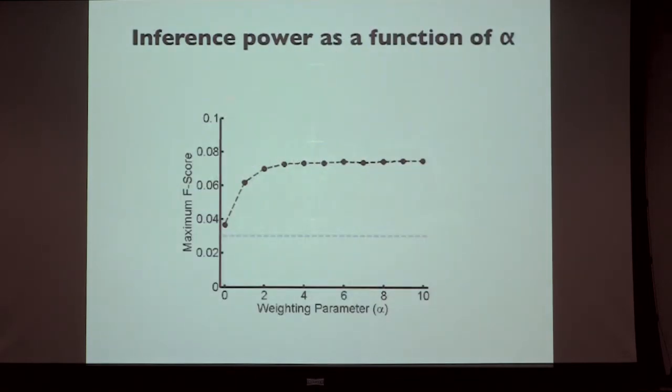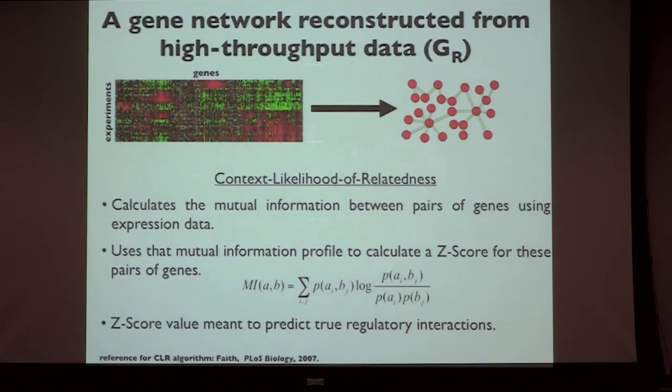But if we look at the inference power of this method as a function of this weighting parameter alpha, you see that we get better and better as alpha gets higher, and then it plateaus. And so the implication here is that you want to make the low degree terms as important as possible, and if you make them maximally important, then you get the most information out in terms of inferring these regulatory interactions.